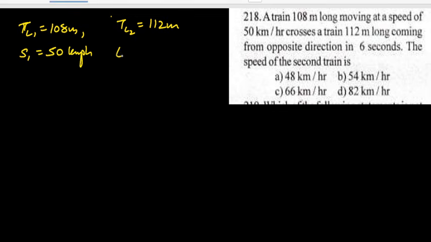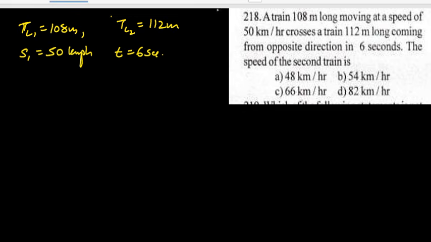Firstly, they have given that the train length number 1 is how much? It is 108 meters. And it is moving at a speed of how much? 50 kilometers per hour. Along with that, we have train length number 2. The other train is 112 meters long, coming from the opposite direction. Be careful, opposite direction, and it takes only 6 seconds to cross that particular train.